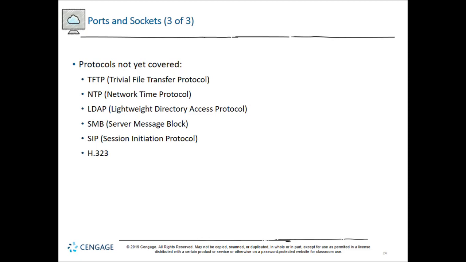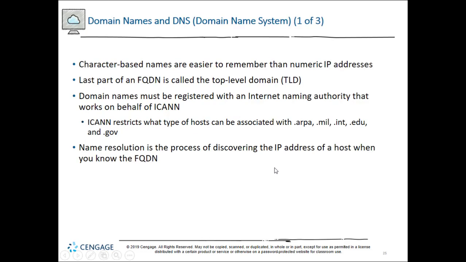LDAP is directory access, so it's what keeps track of usernames, computers, and printers on the network. SMB, Server Message Block, is more of a transport protocol. SIP is used for video and phone conversations, along with H.323, which is one of your video compression protocols.